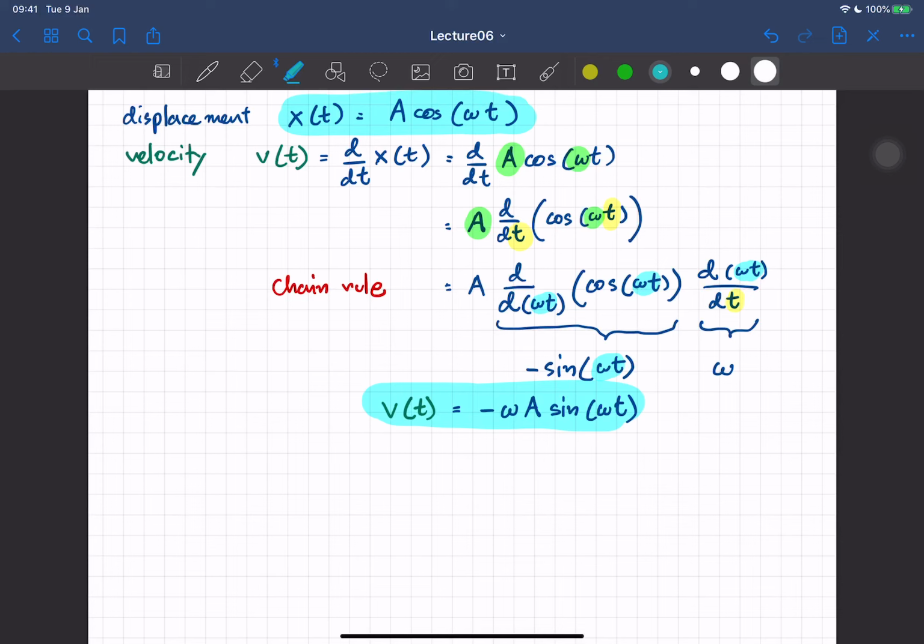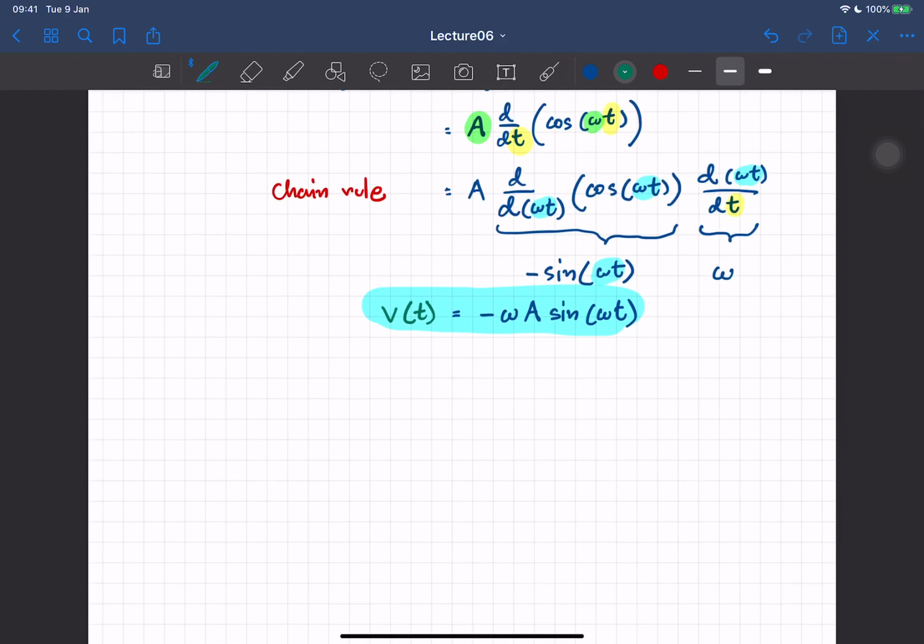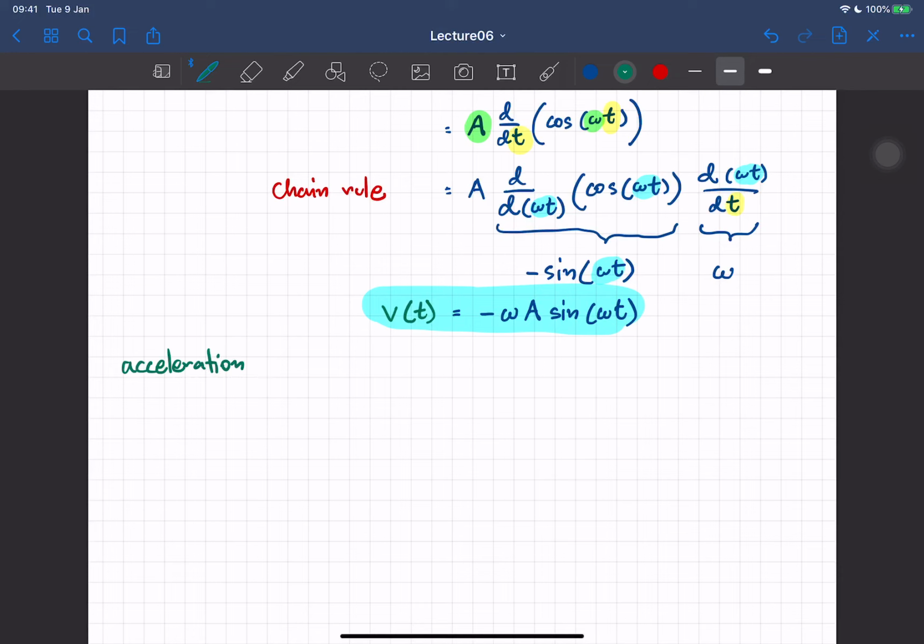Well, that's not the end because we can do another differentiation and get the acceleration. So the acceleration is again equal to d by dt. Well, usually we call it a, right? So a of t equals d by dt of the velocity. And since this is the second time you have done this, I'm gonna skip and just write down the final answer. But just make sure that you understand why you get this.